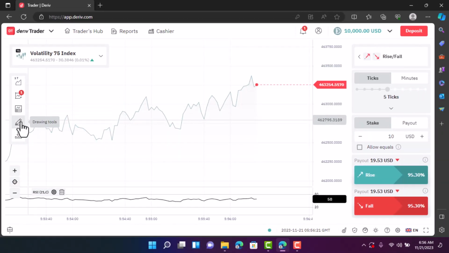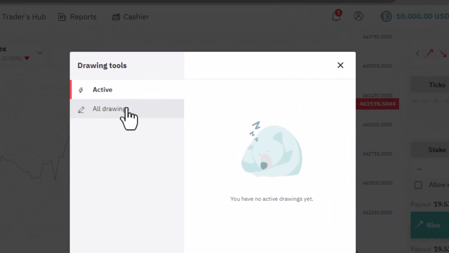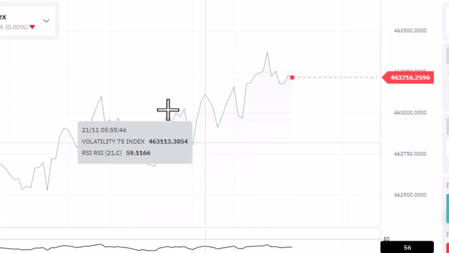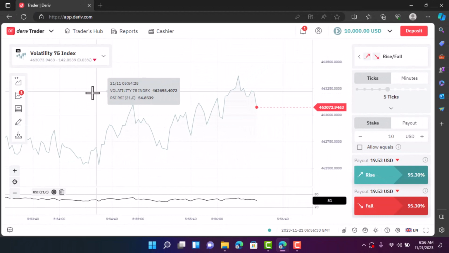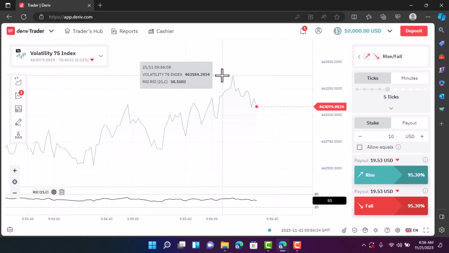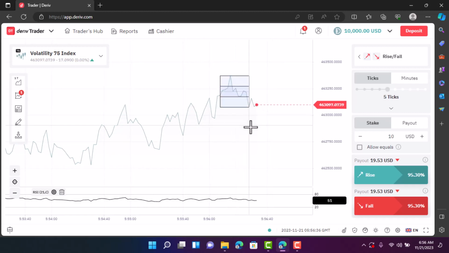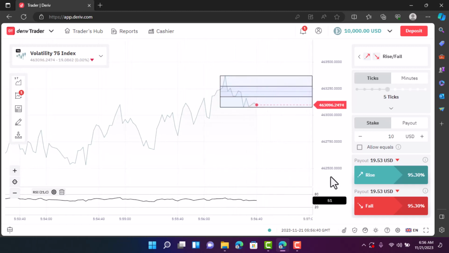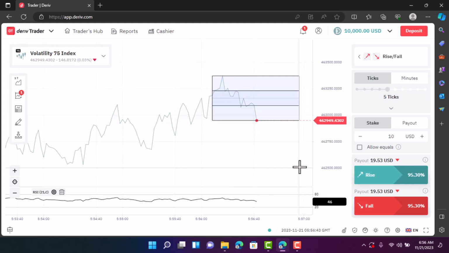The next thing you need to do is to add your drawing tool, and we're going to go for just one tool, the trend tool. Once you click on the trend tool, select the highest point on your trade chart and then drag as far as possible on this program.